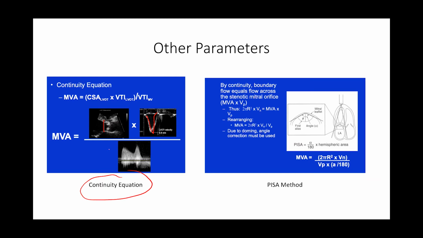The same with the PISA method. We don't do it routinely, and again, there are so many variables. And as you can see, there's a square of the radius, so there's a very high chance that there may be error. But again, if we don't have other parameters, this can be used.